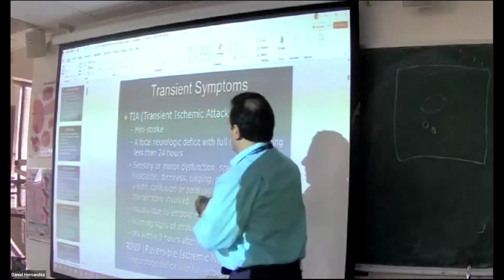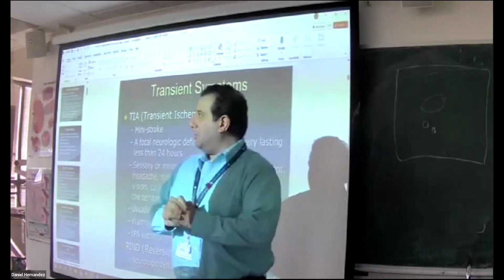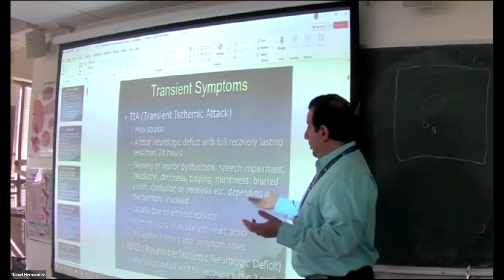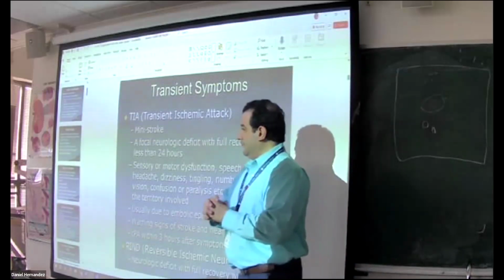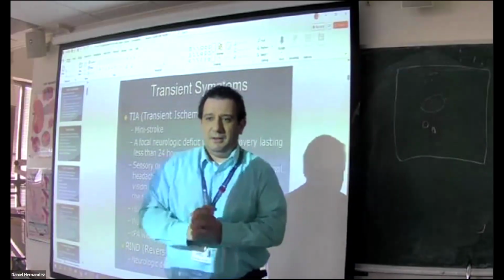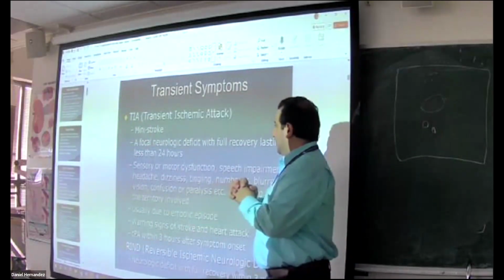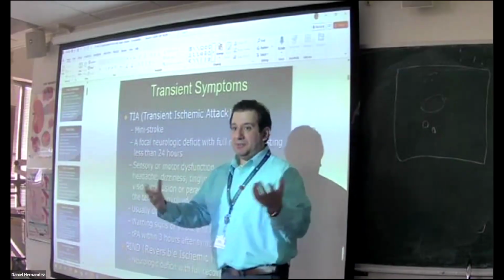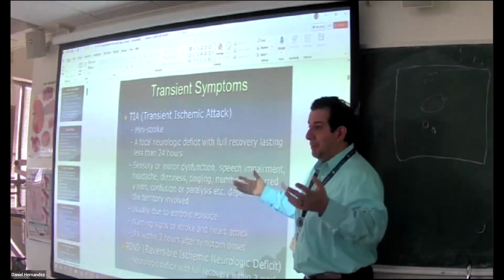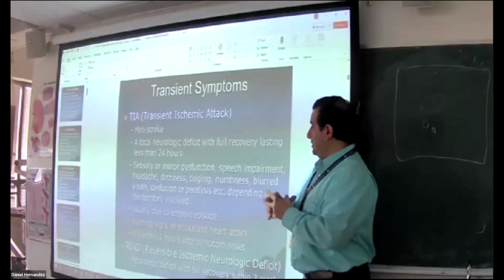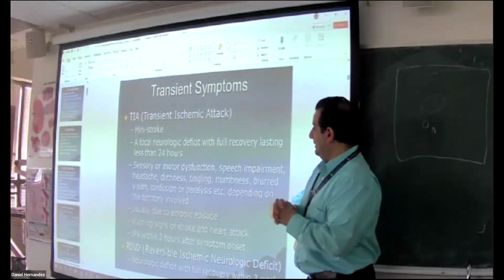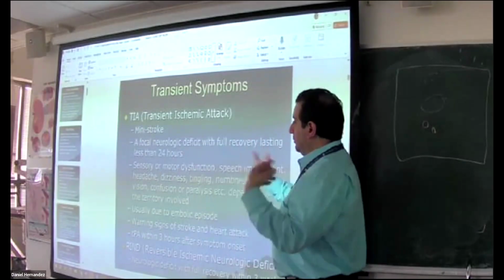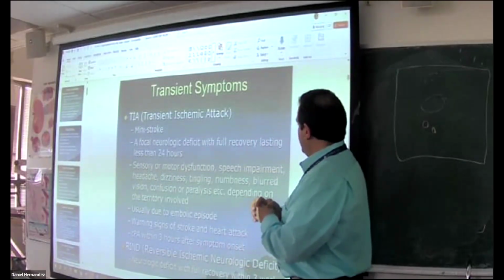All right, so TIA, we talked about TIA or a mini stroke. TIA stands for transient ischemic attack. This is a focal neurologic deficit with full recovery in less than 24 hours. So a patient, all of a sudden, exhibits some stroke symptoms and they only last maybe 12 hours, 10 hours, a couple minutes, a couple seconds. It's a short-lasting neurologic deficit, but it has to be less than 24 hours. So they fully recover, or those symptoms fully go away in less than 24 hours.